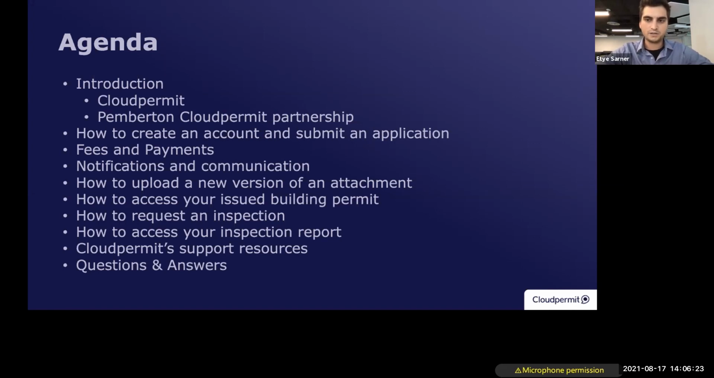Then, of course, we move on to our inspections. As Nikki mentioned, you can use your Cloud Permit account to request inspections. So there's no need to call the village to request your inspection, although you can still do that. I'll show you how you can request an inspection using your Cloud Permit account. Once an inspection is completed, there's an inspection report that goes out. You'll receive a notification via email of your report. We'll talk about how you can access that report and what it looks like. I'll even show you a screenshot.